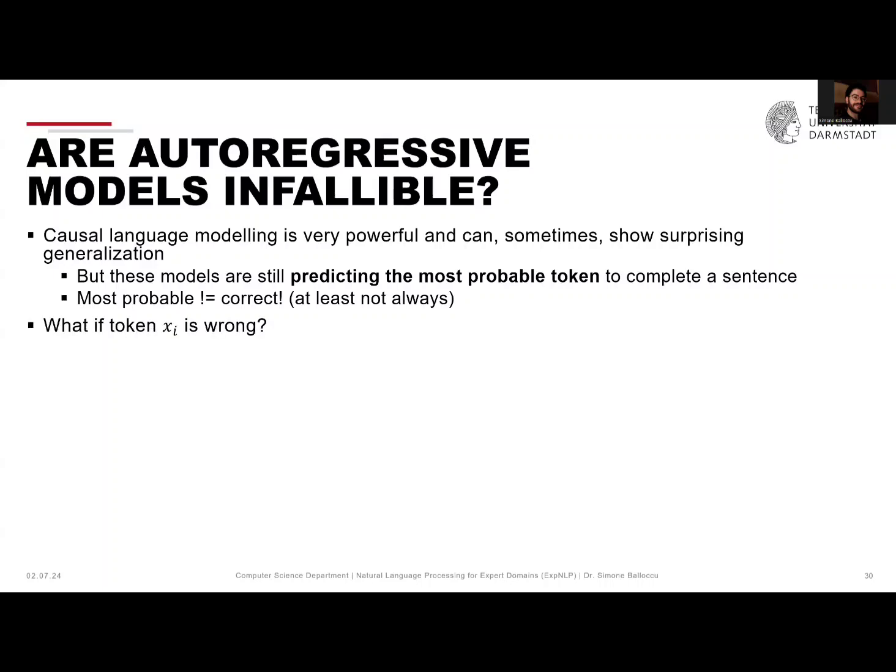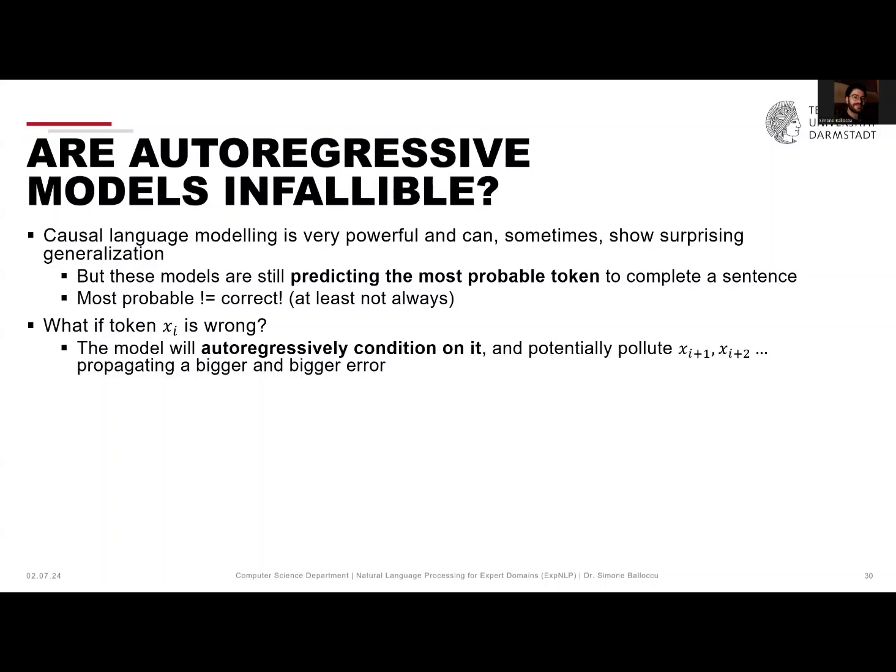So what happens if at some point we predict the token XY and this token is wrong? Well, what will happen is that the model will autoregressively condition on it. So we will predict the token XY plus 1 based on a wrong previous token. And if this new token is wrong again, we're going to propagate the error more and more. And this causes the known problem of hallucinations or confabulation.